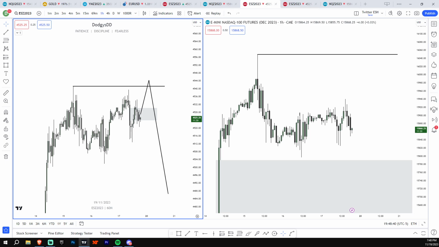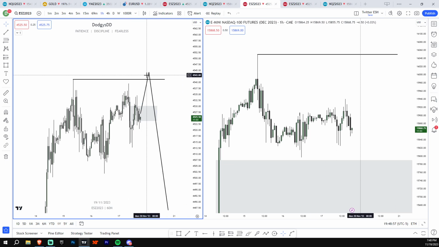All right, Andy said, what if ES chops inside the fair value gap before 10 a.m.? That's probably just a no-trade. If I see it just chop inside of here until 10 a.m. tomorrow, I'm just not going to touch the market. But really what I want to see is a close above this and then this high to be hit. And again, the confirmation will be the close above this.